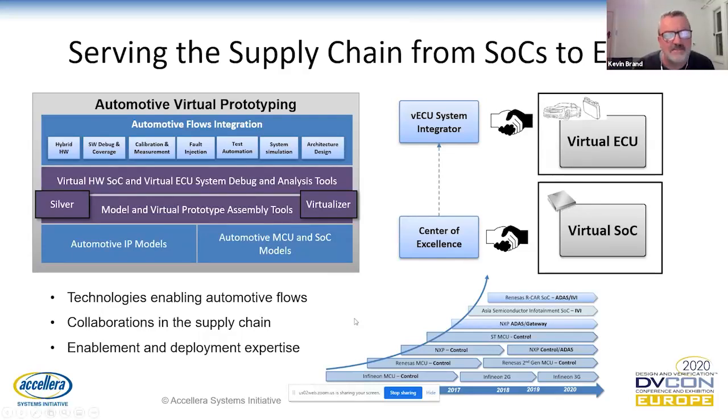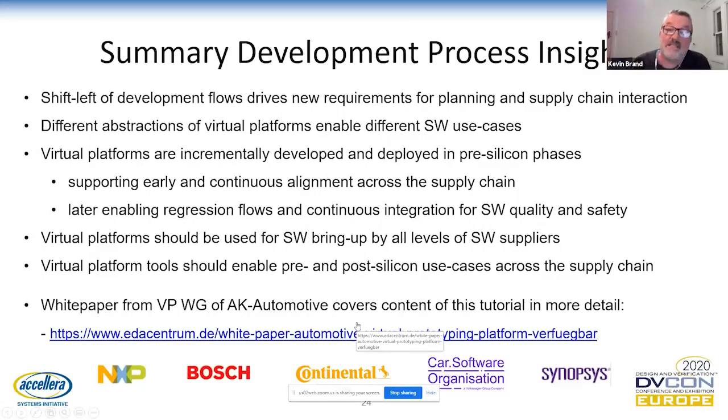So let me summarize. Next slide, please. I'd like to summarize on behalf of all my co-speakers today some of the points that we heard from all of our sessions. Some of the key and common aspects of this tutorial are really about shifting left. This drives new requirements into the development flow from a planning and a supply chain interaction perspective. It's also important that virtual prototypes are available with different abstractions in order to match the use case. It's not one size fits all.